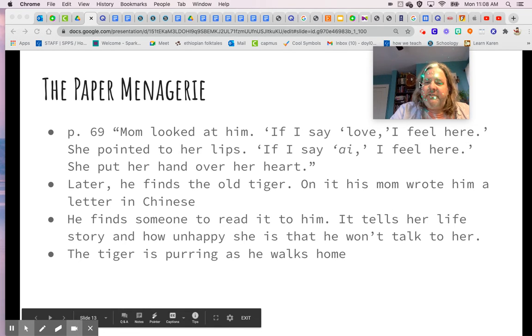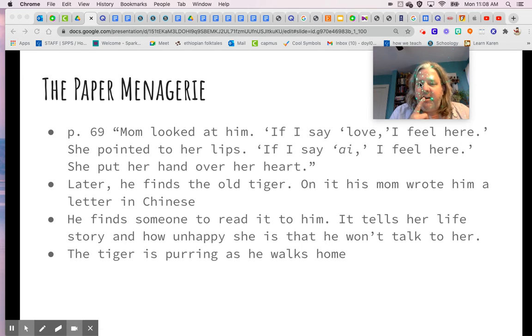There's an important part of the story where the mom says to him, "If I say love, I feel it here. But if I say ai, which is the Chinese word for love, I feel it here," right? And she puts her hand over her heart. So after his mom's dead and his dad is getting older, they move him out of his house. He finds the old animals that he had, and he finds the old tiger, the first thing she ever made him. And when he opens it, he sees that his mother wrote him a letter.